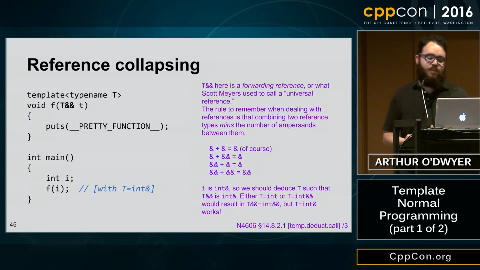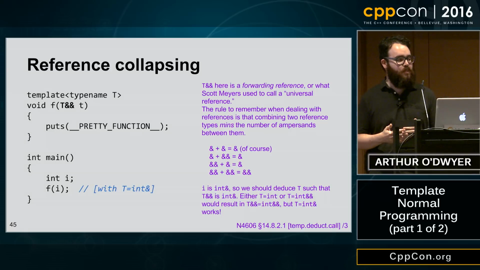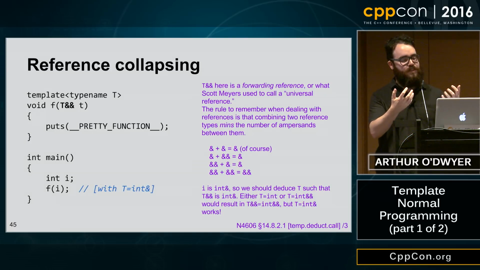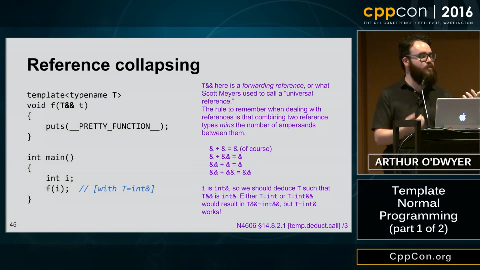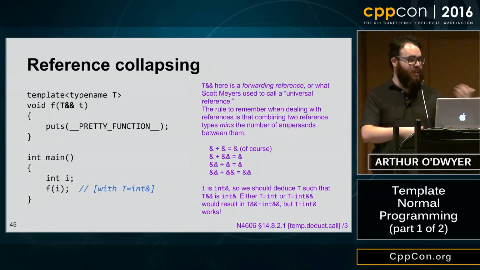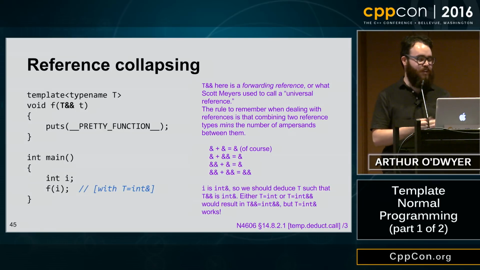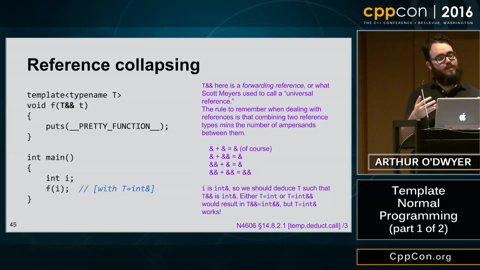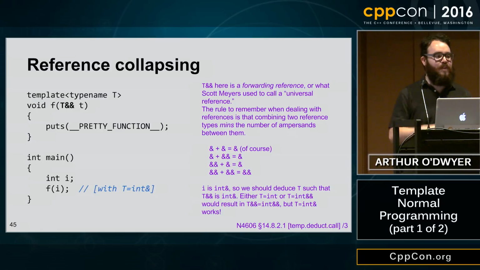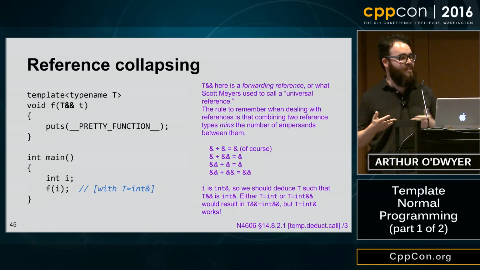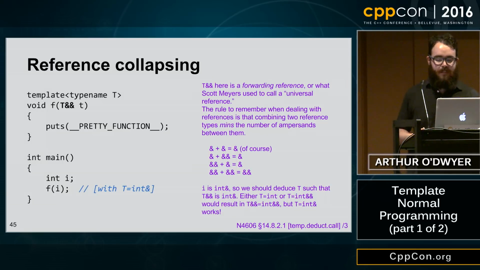The rule to remember when dealing with references is that when you combine two reference types, when I take a reference to a reference, it basically mins the number of ampersands between them. So if they both have one ampersand, they're both L value references. An L value reference to an L value reference is an L value reference. An L value reference to an R value reference is an L value reference. An R value reference to an L value reference is still an L value reference, because if anyone would miss it at all, then someone will miss it. If anyone's got an L value reference to the thing, it's an L value reference. But if everything involved is R value references, then it's okay. We've still got an R value reference.